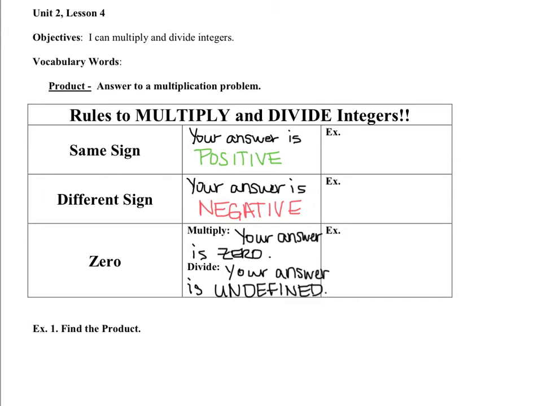And then we throw in a little tricky thing about zeros. Anytime you multiply a number by 0, your answer is going to be a 0. But if you divide by 0, your answer is undefined. Let's do a couple of examples.